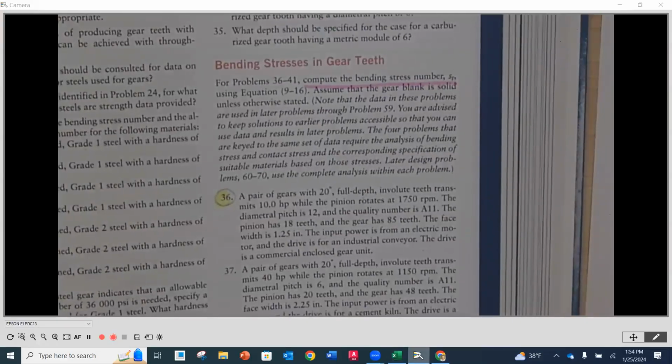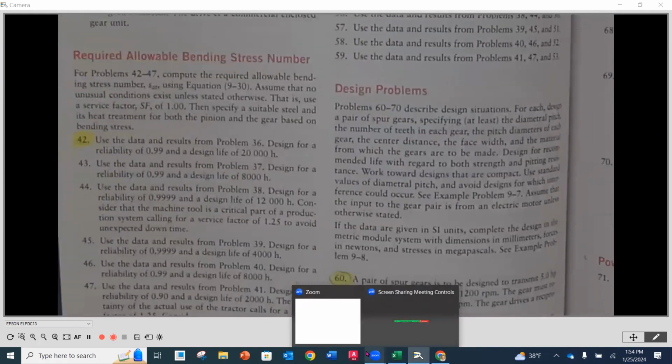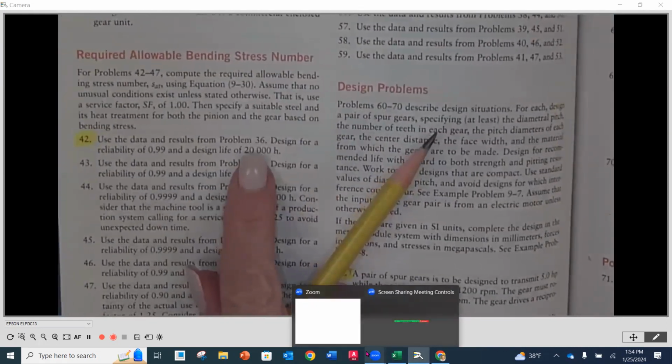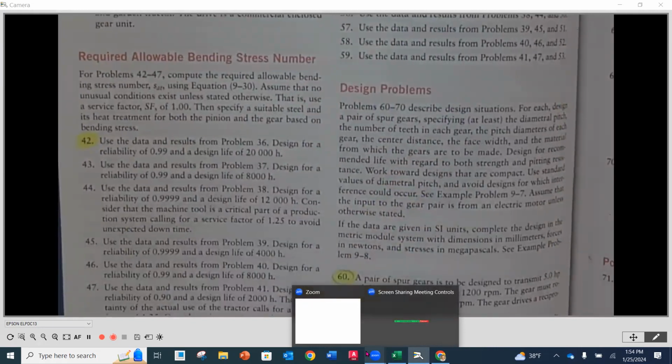Then we're going to turn the page. We're going to go to number 42. 42 is a continuation of problem number 36. So you're going to keep the information from 36 in there.